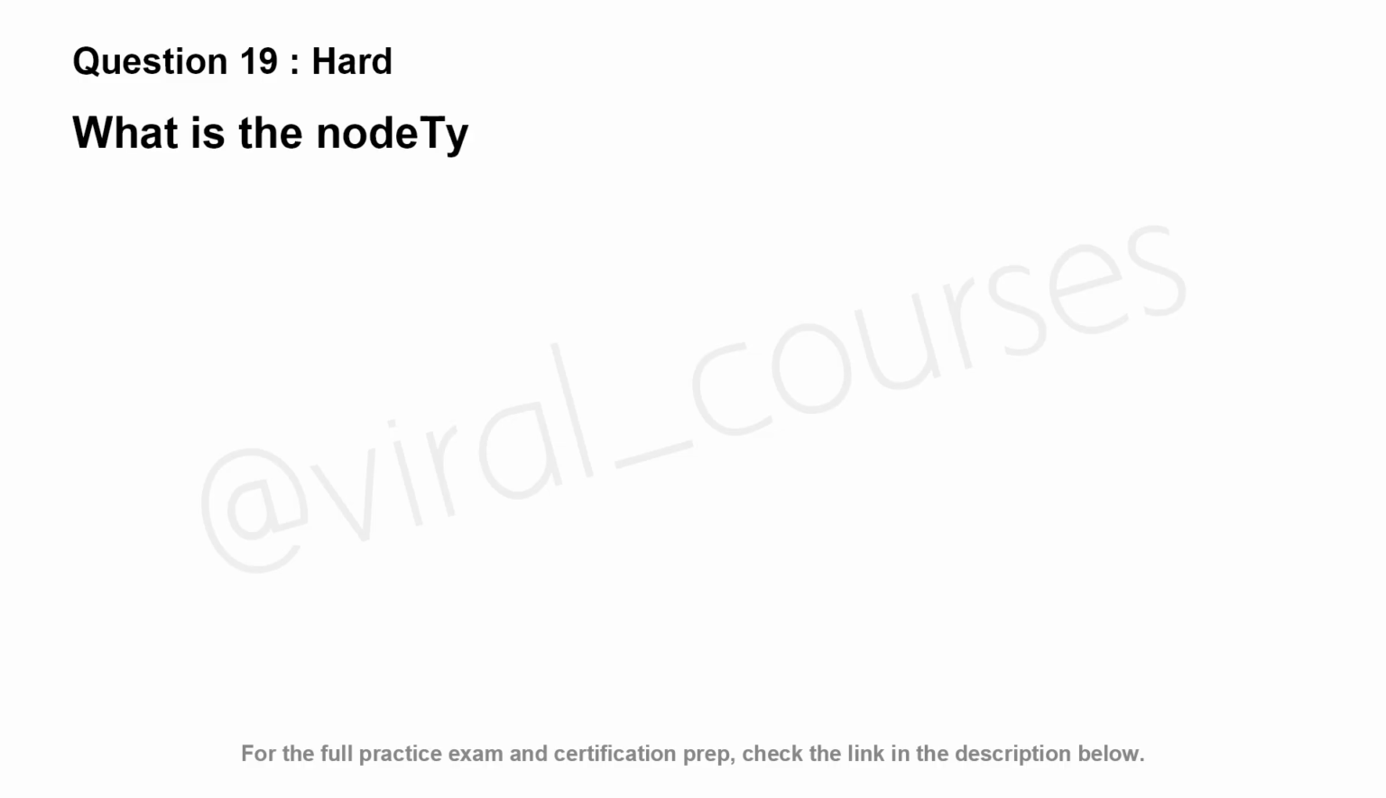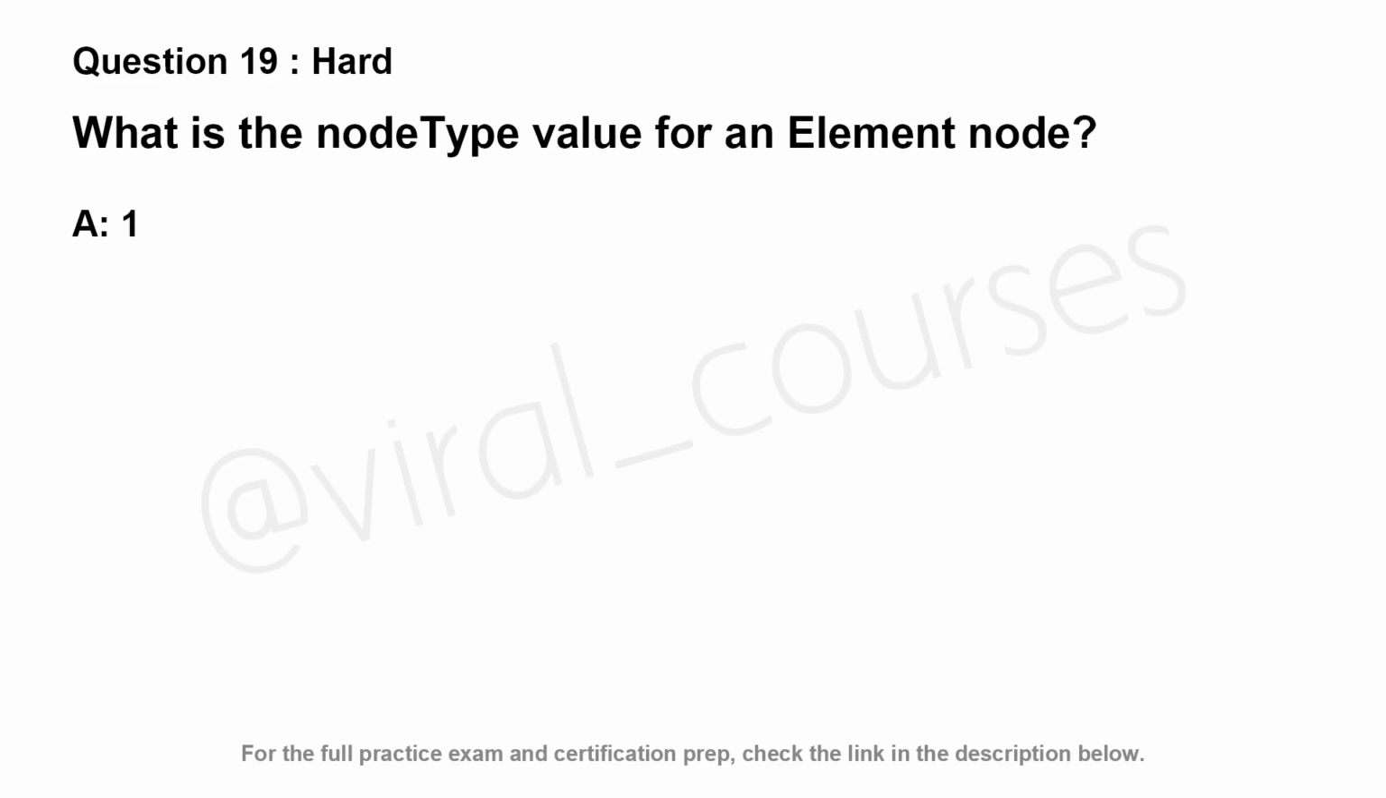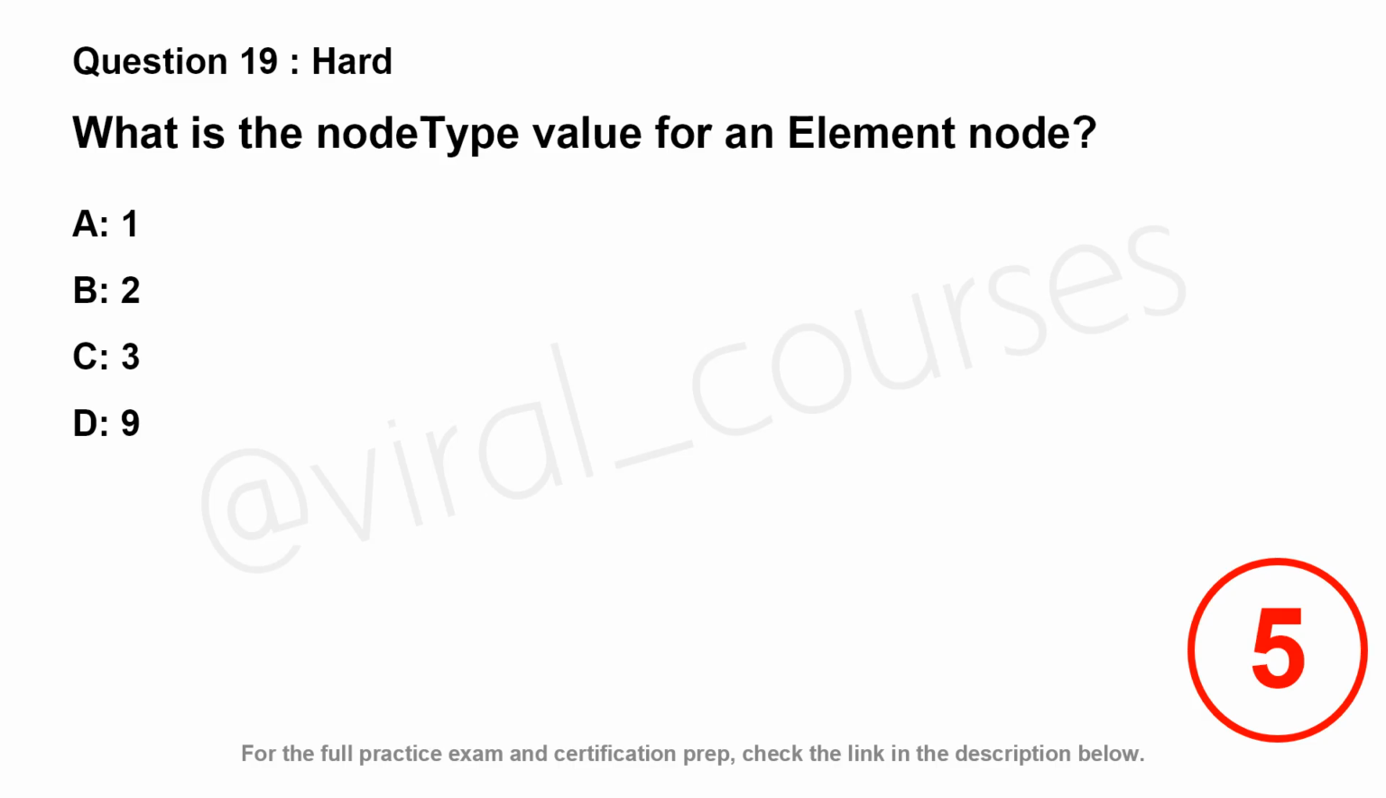What is the nodeType value for an element node? Option A, 1. Option B, 2. Option C, 3. Option D, 9.